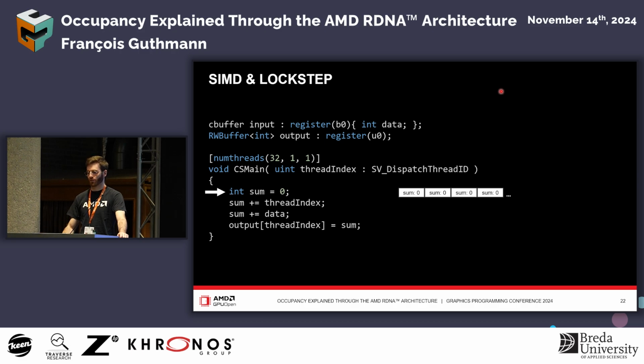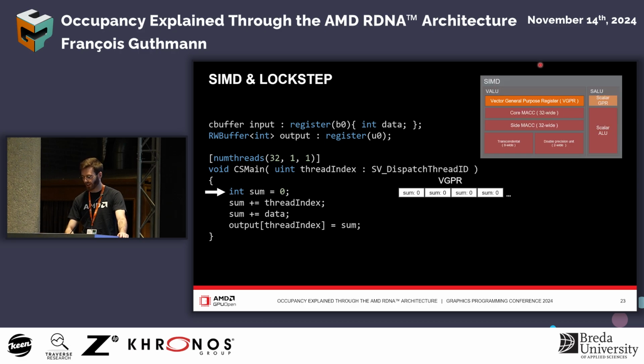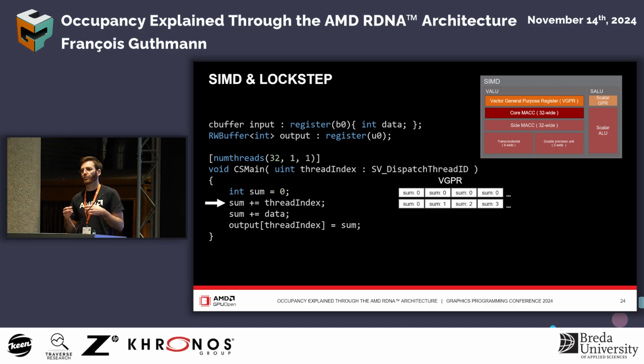We have to store this thing somewhere. And so if we look back at the VALU and SALU blocks that I hid under a SIMD box earlier, we can see that there is something called a vector general purpose register, or VGPR, which is exactly that. It is a bank of registers that is able to store 32 copies of the same thing. So this is great. We want to store something 32 times, so here we go. We pick a VGPR. And then in the next instruction, when we want to add thread index to sum, we are trying to actually add 2 VGPRs together. The thread index is also unique per thread, right? Thread 0 has 0, thread 1 has 1, and so on and so forth.